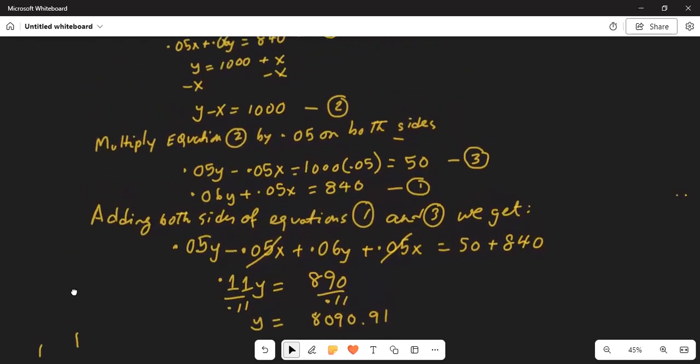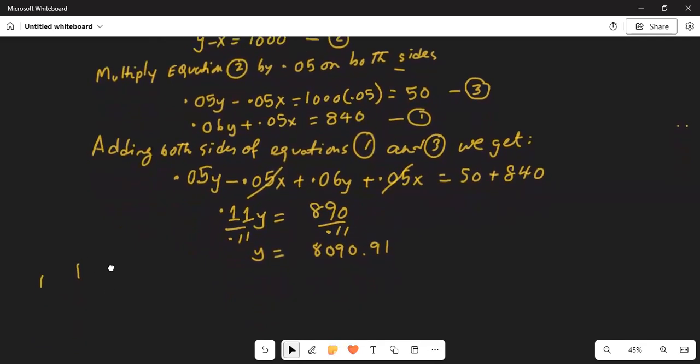Look at equation 2: Y minus X is equal to 1000.